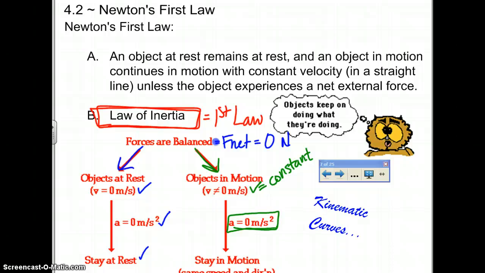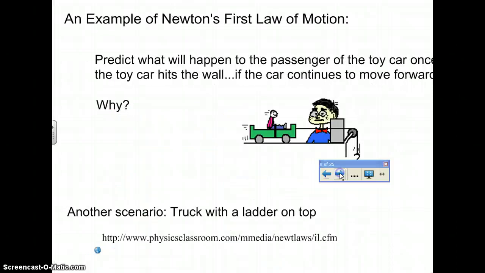Okay, read the little owl here. It says the objects keep doing what they're doing. That's just summing up Newton's first law. I like that. It comes from physicsclassroom.com. You'll see a lot that refers to physicsclassroom.com on forces. Please make sure if you ever have any downtime that you are looking at that site, especially underneath the forces section. Okay, moving right along then.